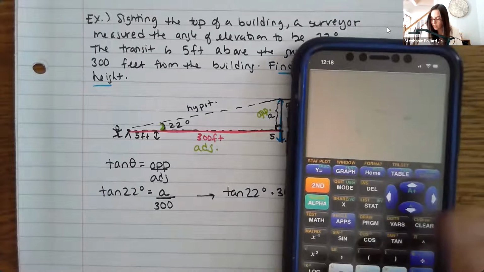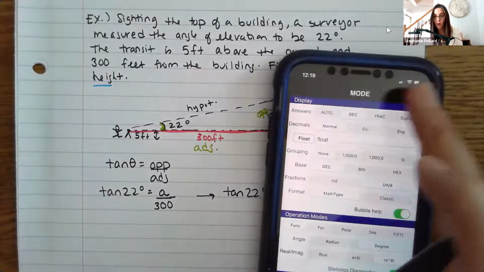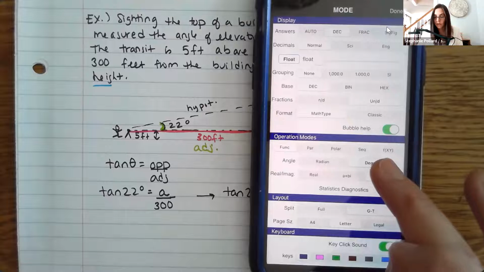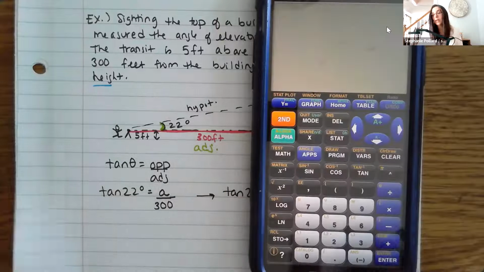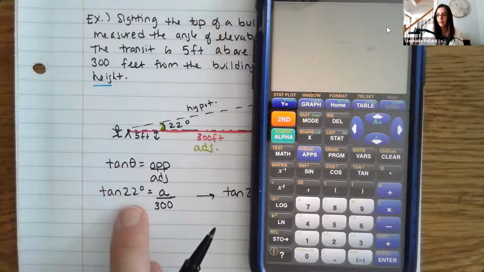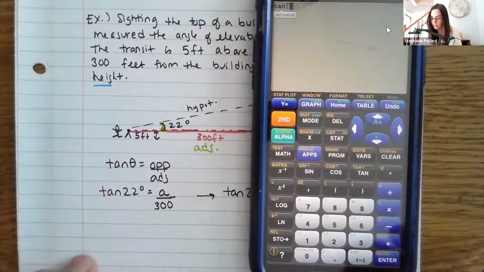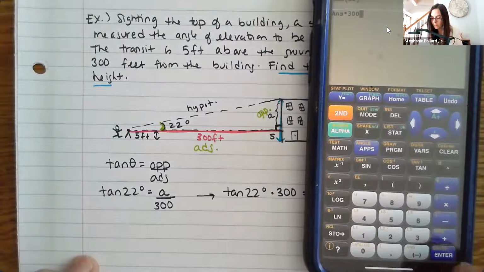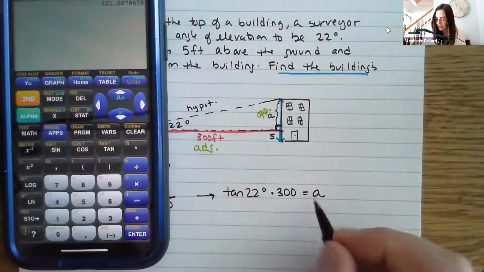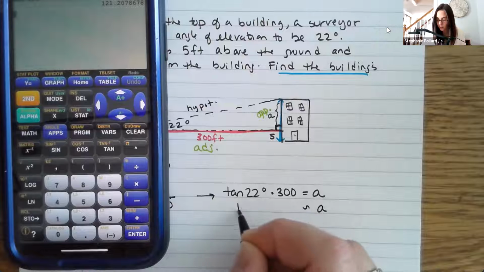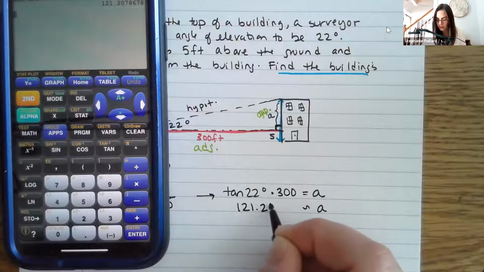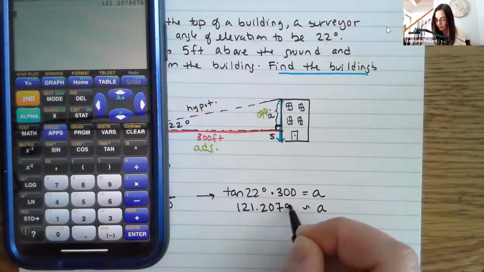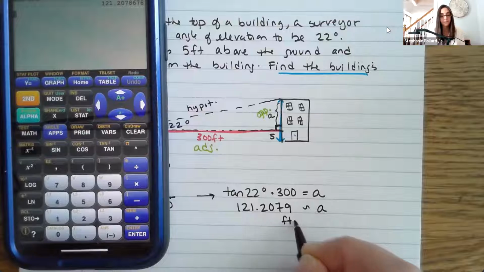And again, you just want to make sure that you check your mode on your calculator. I need to make sure I'm in degrees, which I am. That's a really common mistake. Students make the mistake all the time. They're in the wrong mode. So make sure you're in the right mode. I type tangent 22, and then I'm going to go ahead and multiply that by 300. And I get that A is about 121.2079. And we were talking about feet here.